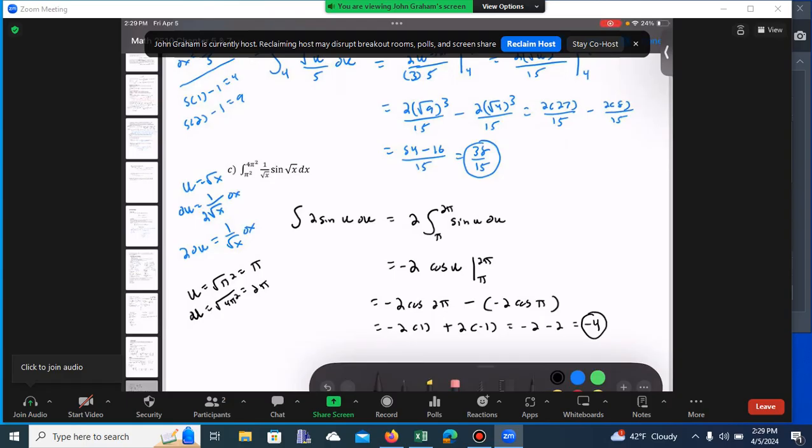All right, so that is the end of chapter 5 and going into chapter 6. The rest of chapter 6, which will cover 6.2, 6.3, 6.4, is going to all be on solving for volumes using integrals. So I'll see you then.